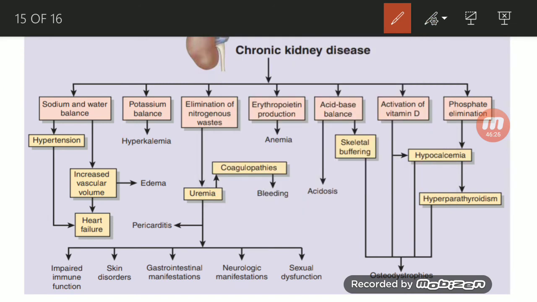Okay, so elimination of nitrogenous waste. In case of elimination of nitrogenous waste, one of your major nitrogenous wastes is urea. So there is going to be accumulation of urea, which is known as azotemia.